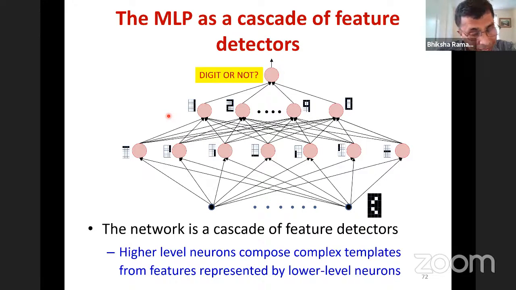Now, it's not as simple as what I have over here. You can also have negative feature detectors, which is to say that if you see a particular feature, a pattern has not happened. So the general idea remains that the network is a cascade of feature detectors. Each neuron is a correlation filter, which finds out how much the input pattern matches the pattern in its weights. The network itself is a cascade of such correlation filters, of such feature detectors, where higher level neurons compose complex templates from features represented by lower level neurons.